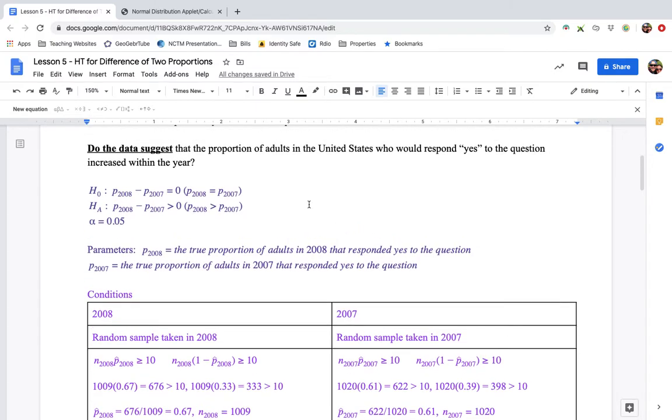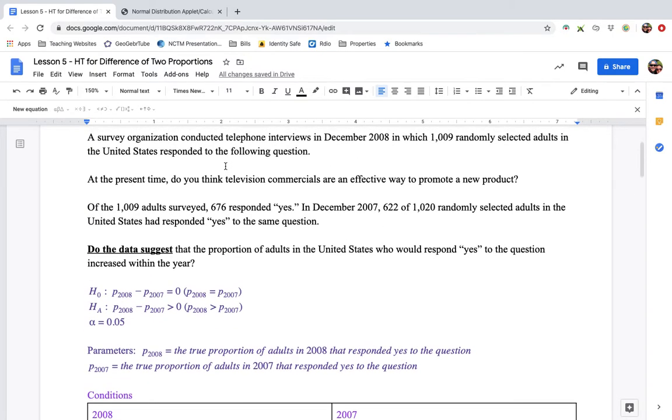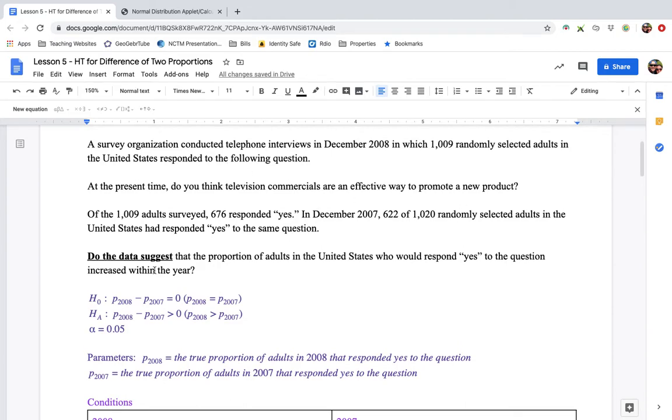So first of all, we set up our hypotheses. Our hypotheses were that there is no difference in proportions, but they said that they want to know, do they think that this proportion has increased within the year? So this is equivalent to saying that the proportion in 2008 is greater than the proportion in 2007, or that the difference in this order is greater than zero.